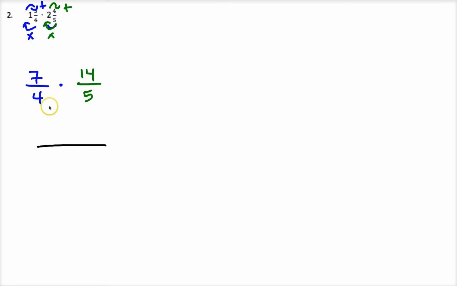So I'll take 7 times 14 for my numerators and 4 times 5 for my denominator. I look for opportunities to cancel, and I see that I have a 14 on the top and a 4 on the bottom. Both of those numbers are divisible by 2. So if I divide my 14 by 2, I get 7. If I divide my 4 by 2, I get 2. So now I have 7 times 7 on the top. And on the bottom I have 2 times 5.